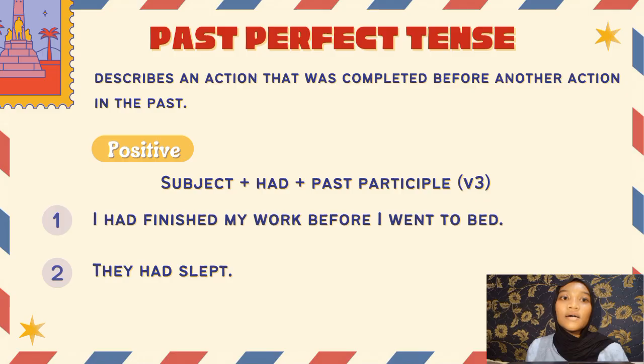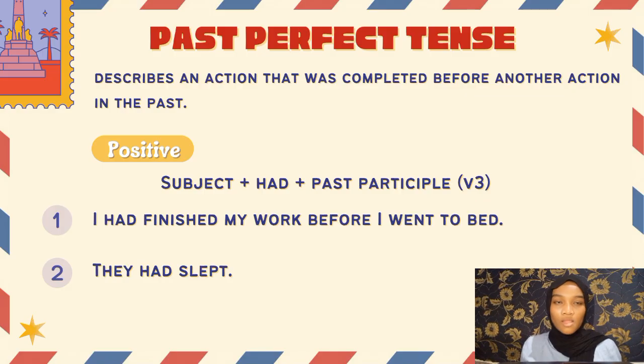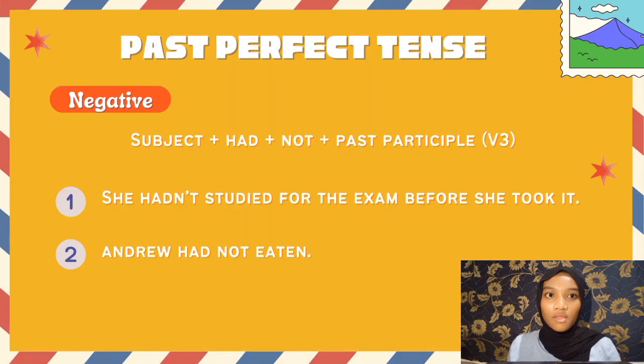Next is past perfect tense. The past perfect tense is used to describe an action that was completed before another action in the past. For the positive forms, the formula is subject, had, and verb 3.